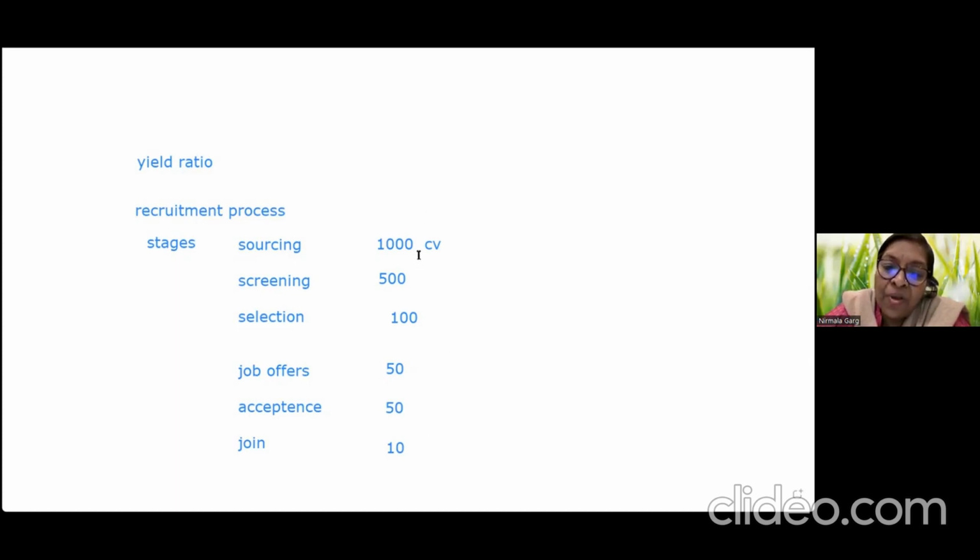But now at every stage: 1,000 CVs, screening 500. Here the recruitment tracker took them, so what is the yield ratio? Out of 1,000 CVs, 500 have been screened. That means they were a fit and the skill sets were okay. 50%. Good. Which is not bad.